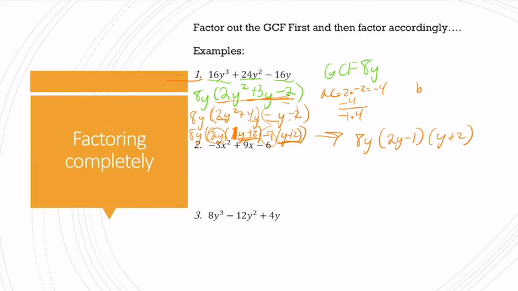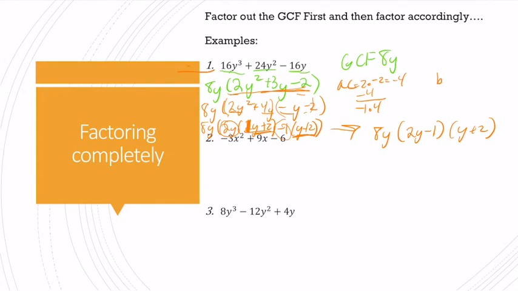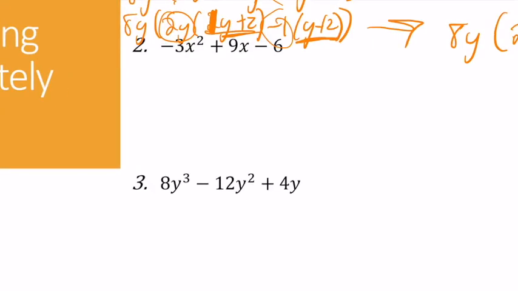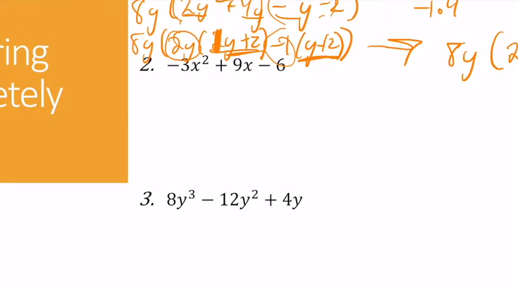Let's go ahead and make a little bit more room for number 2. We can do that by zooming in. So I've got negative 3x squared plus 9x minus 6. Well, remember I want to pull out the greatest common factor, and I don't want a negative leading coefficient, so I'm going to have negative 3 times x squared minus 3x plus 2.